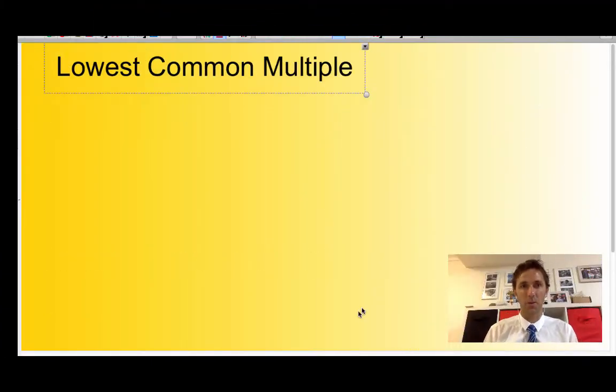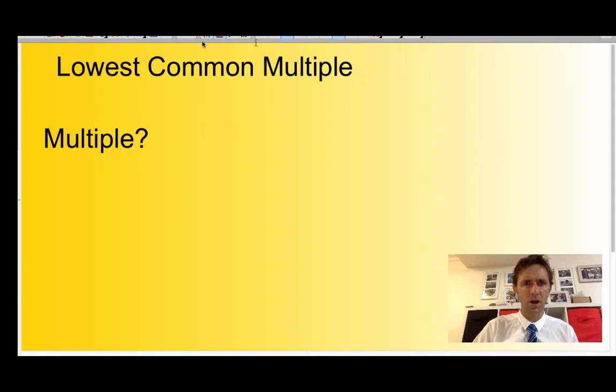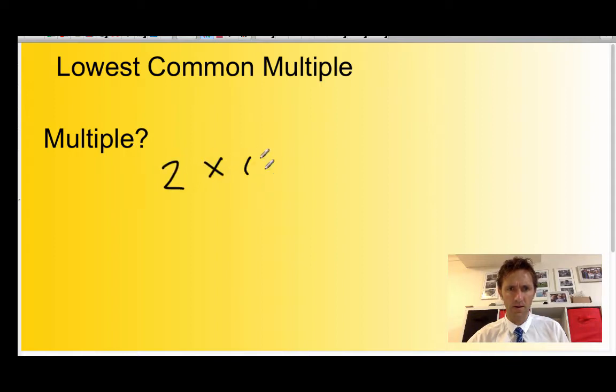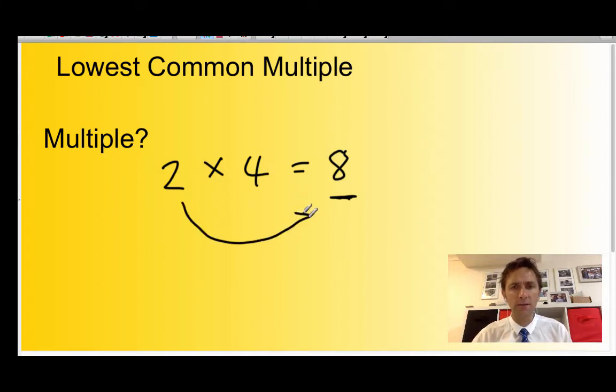In order to know what the lowest common multiple is, you've really got to know what a multiple is. So let's just look at a multiple, and a good example is something like, oh look, if I just write 2 times 4 equals 8, we can say that 8 is a multiple of 2 and a multiple of 4, because 2 goes into 8 and 4 goes into 8 as well. So 8 is a multiple of these numbers here.